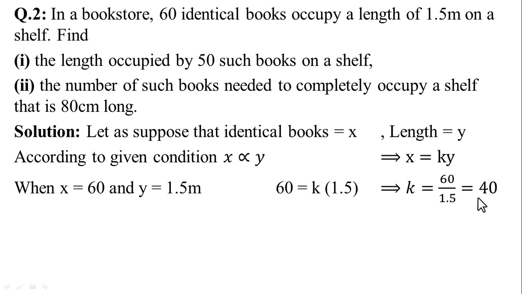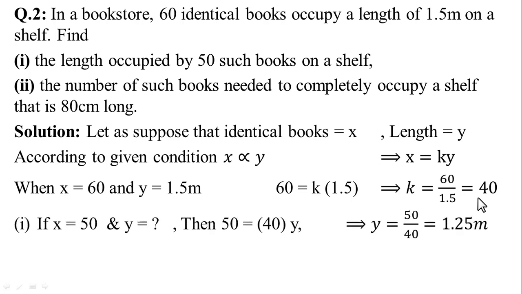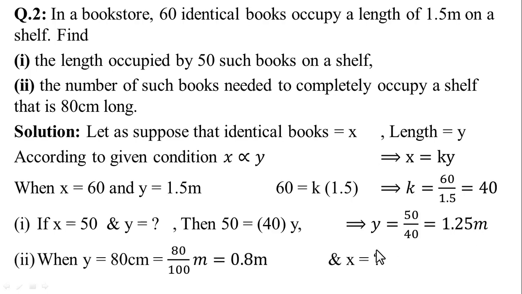Now we will find the length for 50 books on the shelf. Then in the first part, identical books x is equal to 50 and length is equal to question mark. Then putting the value of x, 50 is equal to the value of k, 40, into y. 40 is divided on the other side, then y is equal to 50 divided by 40 is equal to 1.25 meter.